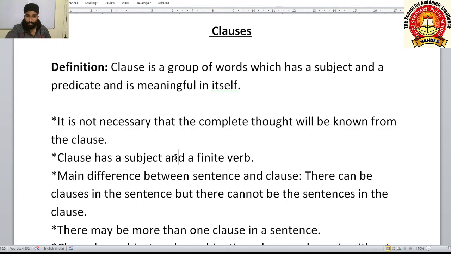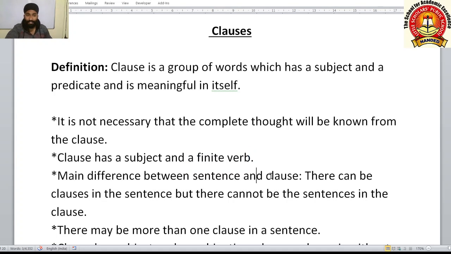Clause has a subject and a finite verb. This is a very important thing you have to remember. Clause has a subject and a finite verb. Finite verb means the verb which changes according to the subject and the tense.